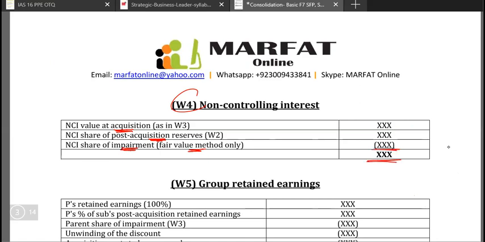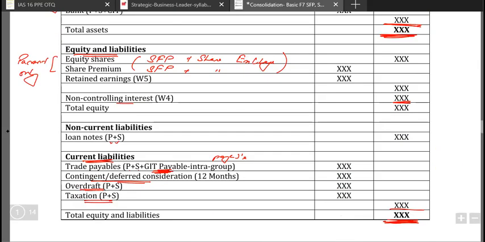Again, NCI value at acquisition from goodwill working, post acquisition share of the NCI from working number 2, and if there is any impairment, and the fair value method only, so you give the share of impairment to the NCI, and that gives you the working number 4 non-controlling interest. And this non-controlling interest will be recorded over here. Yes, this is the working number 4 non-controlling interest in the consolidated balance sheet.